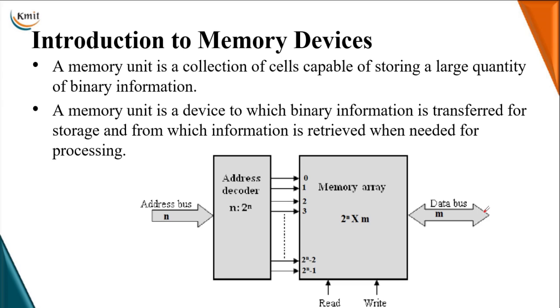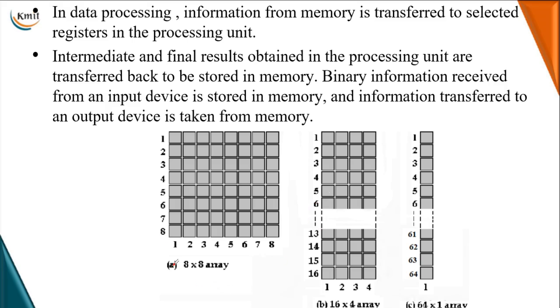When processing binary data in a processor, first the data has to be transferred from the memory into the processor registers. Upon processing, the intermediate or final results must be loaded back into the memory location. So using this data bus, you can take data out of the memory unit or enter data into it. Now, here I have given 3 examples of memory.